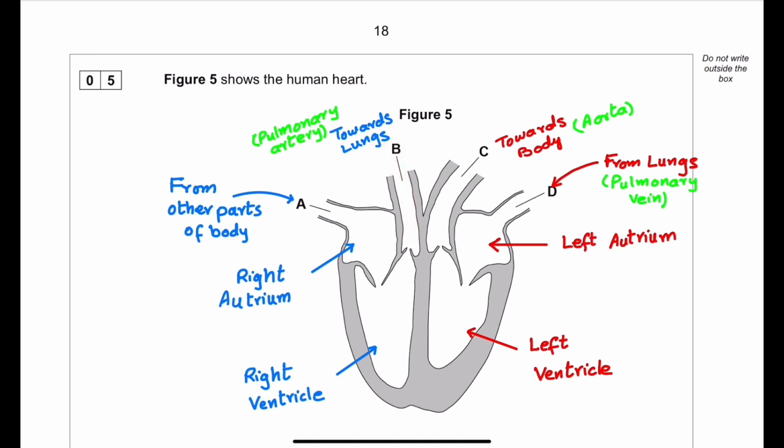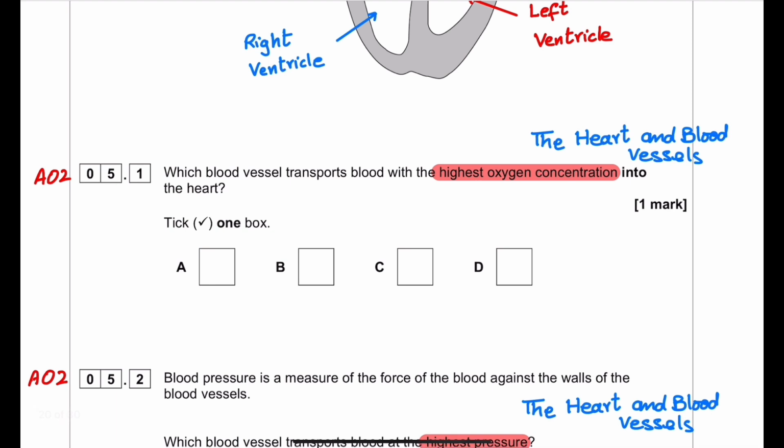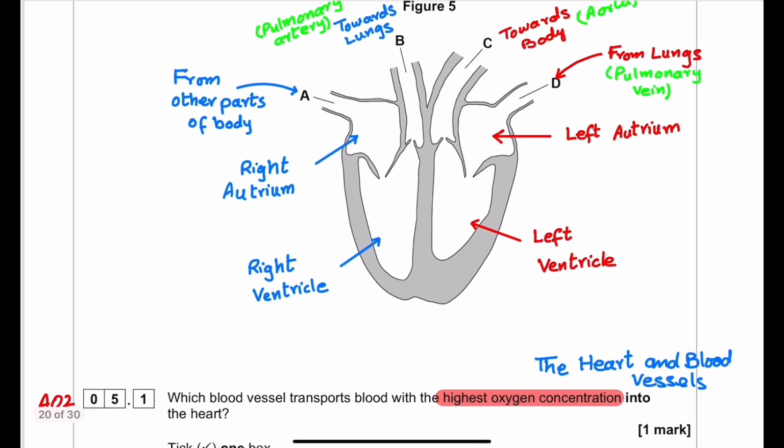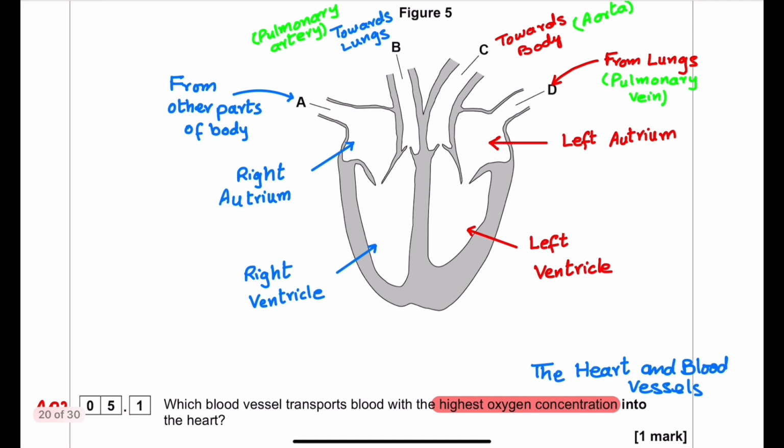Let's see the first part of the question. 5.1 is an AO2 question, and this question is from the heart and blood vessels. Which blood vessel transports blood with the highest oxygen concentration into the heart? So the question is, among these four, A, B, C, D, which chamber or which artery or which vein is responsible for bringing the oxygenated blood into the heart?